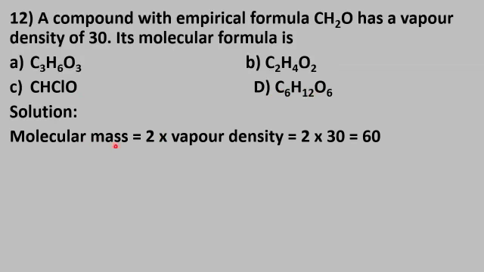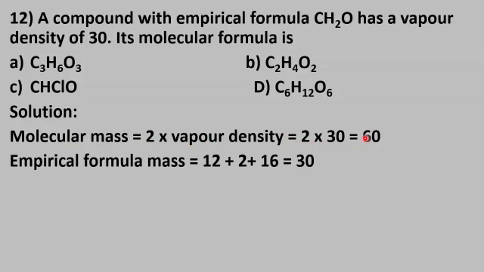Solution: molecular mass is equal to 2 into vapor density. So 2 into 30 is equal to 60. Empirical formula mass can be calculated by using the empirical formula of the compound. For carbon atomic mass is 12, for hydrogen 1. So 2 hydrogens are present, 2 into 1 equal to 2, plus oxygen 16. Add all these, you will get 30 as the empirical formula mass.